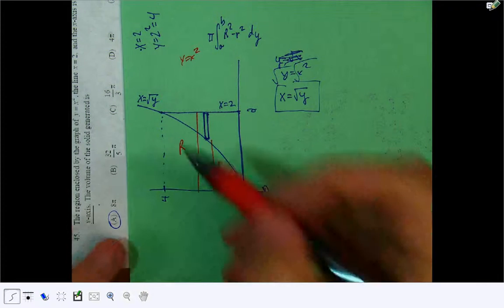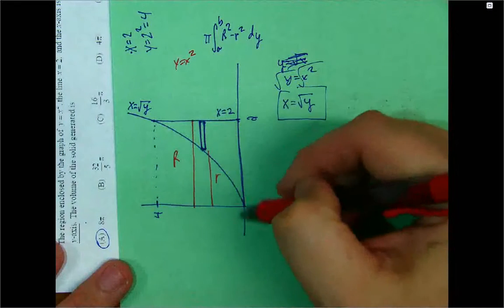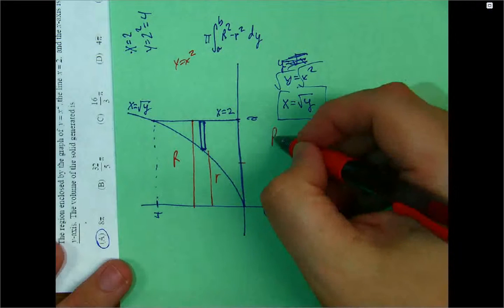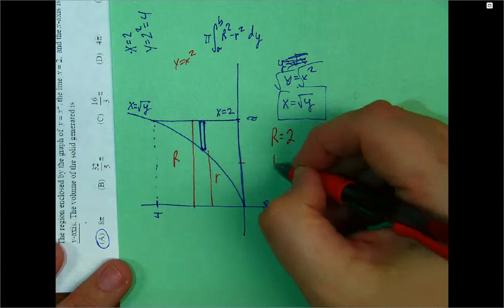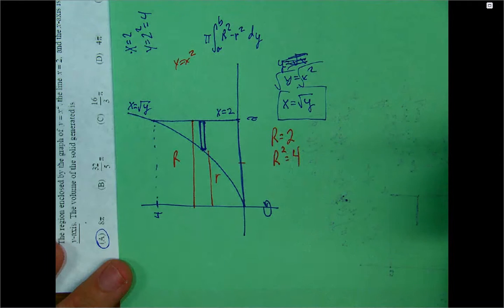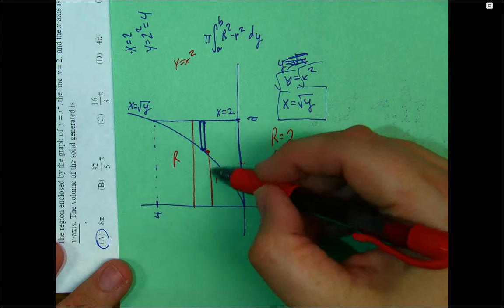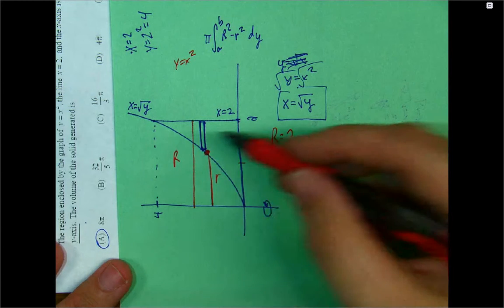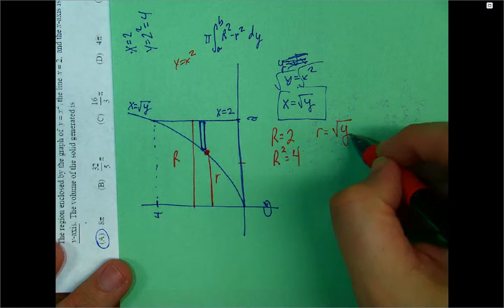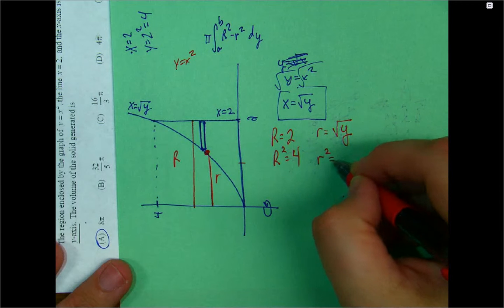Now, big R is going to go from here to the top line. How many spaces does it go up? 2. So we just count up the x-axis. So big R is equal to 2. So big R squared is equal to how much? 4. Now little r is going to go right up to the actual graph. So little r is going to be the square root of y. And so little r squared is going to be y.